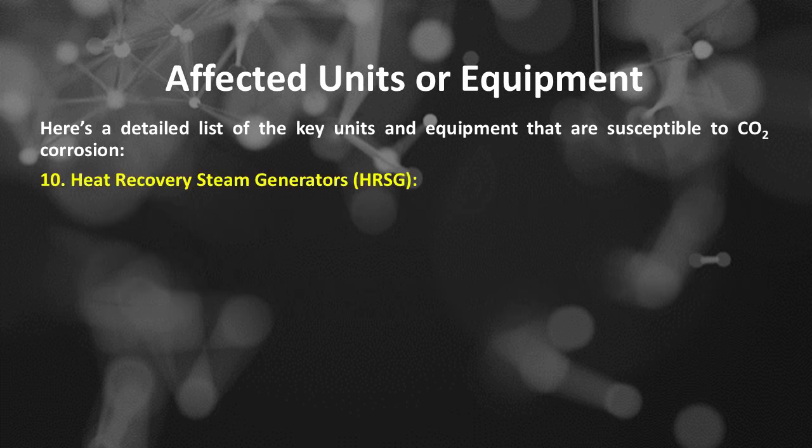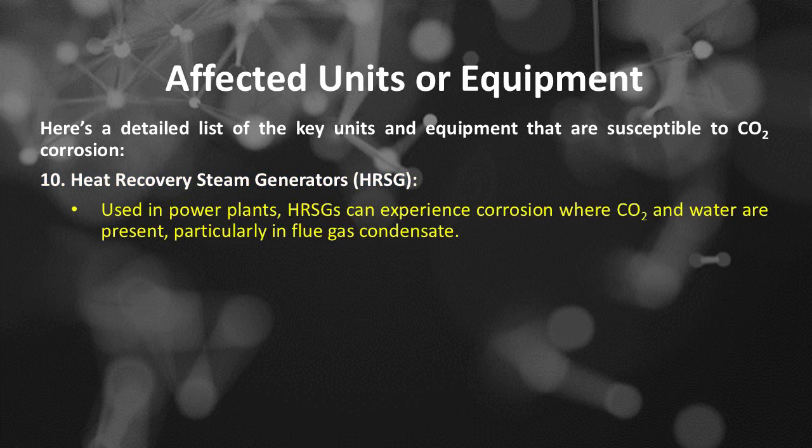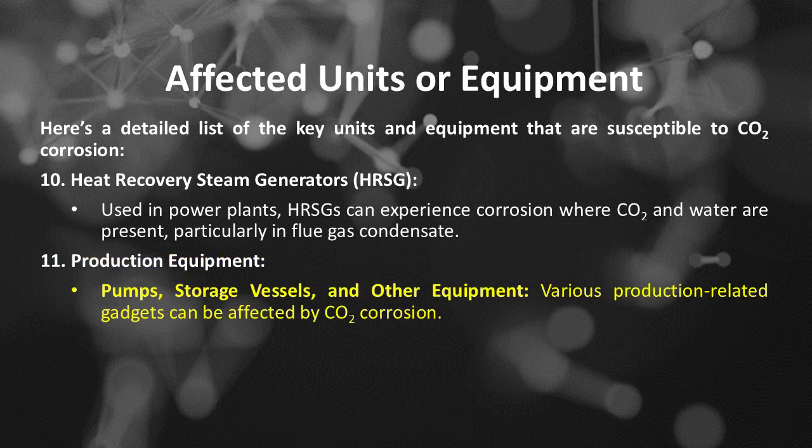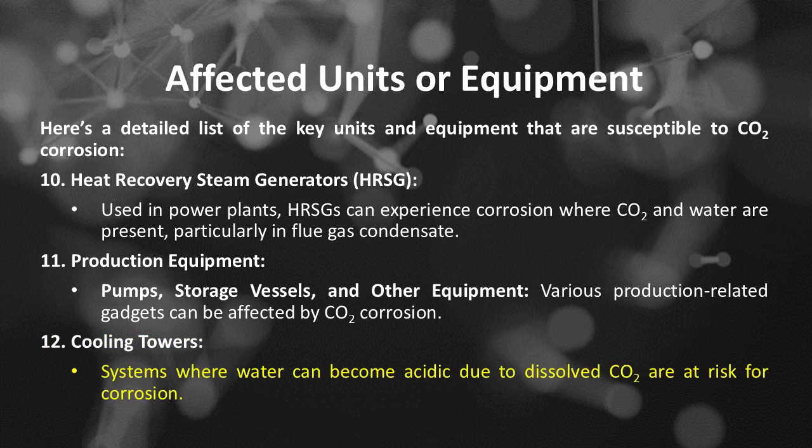Number 10 is heat recovery steam generators, or HRSG. Used in power plants, HRSGs can experience corrosion where CO2 and water are present, particularly in flue gas condensate. Number 11 is production equipment. Pumps, storage vessels, and other equipment. Various production-related gadgets can be affected by CO2 corrosion. Number 12 is cooling towers. Systems where water can become acidic due to dissolved CO2 are at risk for corrosion.